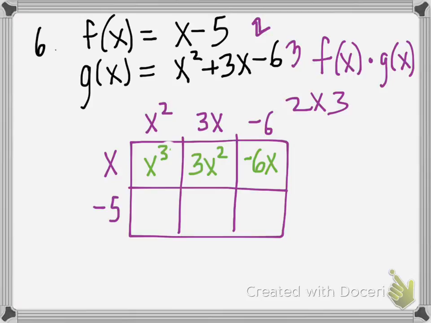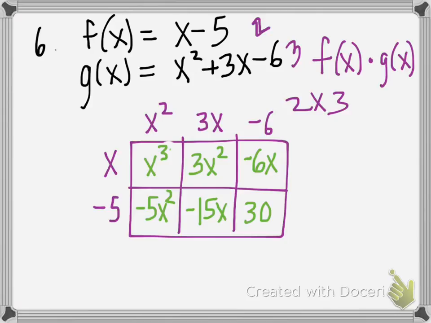Alright, bottom left, we have x times negative 5, which is negative 5x. Wait, x squared times negative 5, which is negative 5x squared. Next box, you're multiplying 3x times negative 5, which is negative 15x. And then the last box, negative 5 times negative 6, positive 30.